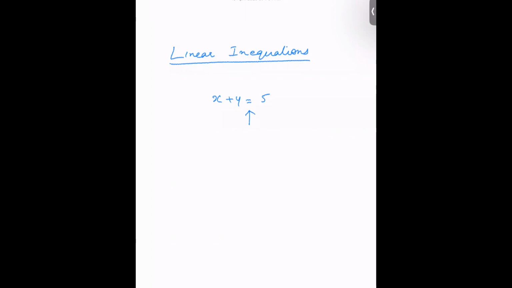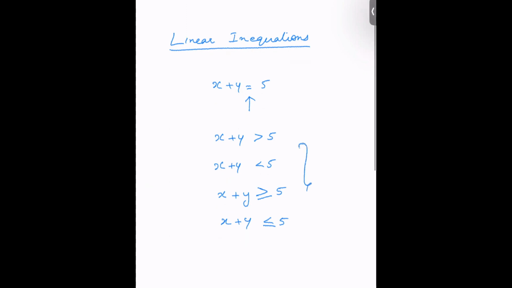So what will be an inequation? An inequation will not have an equal to sign. Other than that, what will it have? It might have x plus y greater than 5, x plus y less than 5, x plus y greater than or equal to 5, or x plus y less than or equal to 5. Okay, so if this is the case, then these are inequations, because we don't have an equal to symbol.